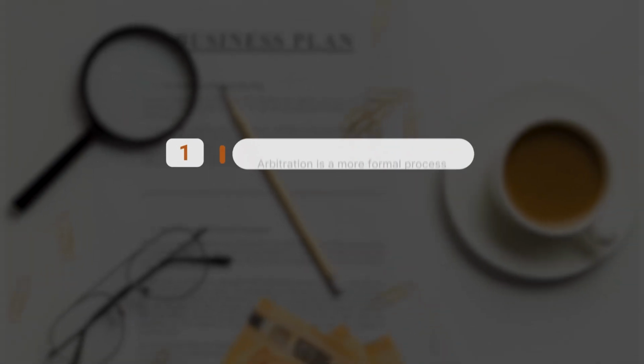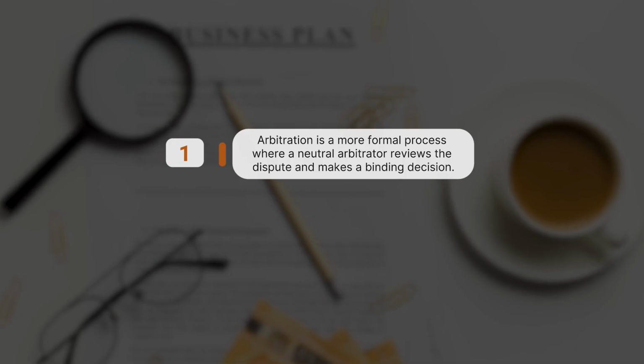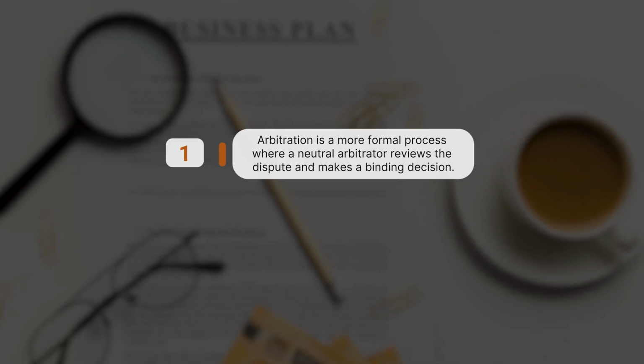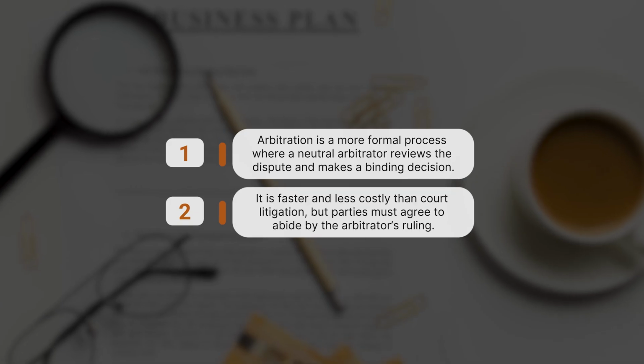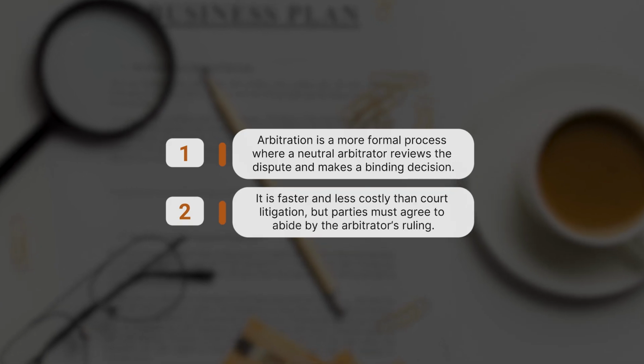Arbitration. Arbitration is a more formal process where a neutral arbitrator reviews the dispute and makes a binding decision. It is faster and less costly than court litigation, but parties must agree to abide by the arbitrator's ruling.